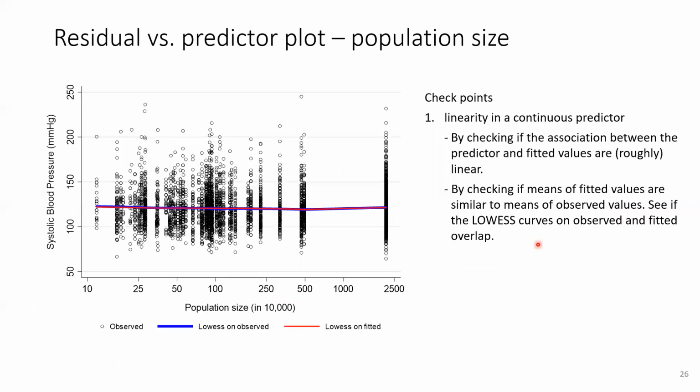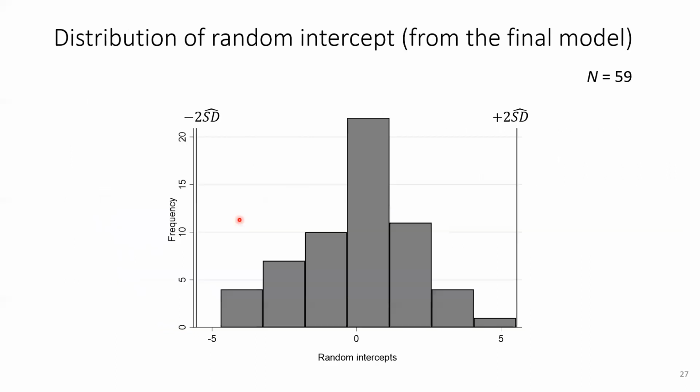And this is for population size, and this is the same as the previous one, which is for BMI. So I skip it, and we can see that the blue line and red line are almost identical. So we can be sure that our linearity assumptions all hold. Do you have any question up to now?